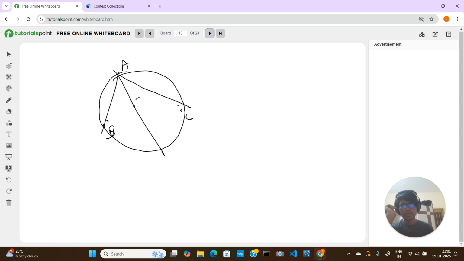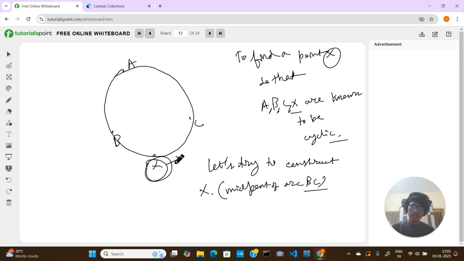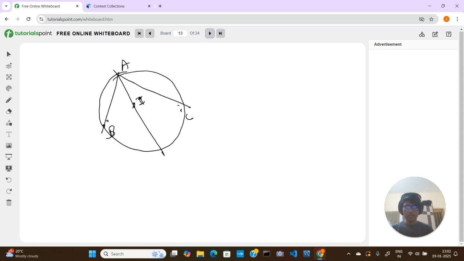What you know is this point I, and one important thing, let's just try to explore this point X. What is exactly this point X? What do we actually want to construct? Let's see. This point X is basically, if you extend AI to meet the circumcircle of triangle ABC at X, this X is basically the midpoint of arc BC.